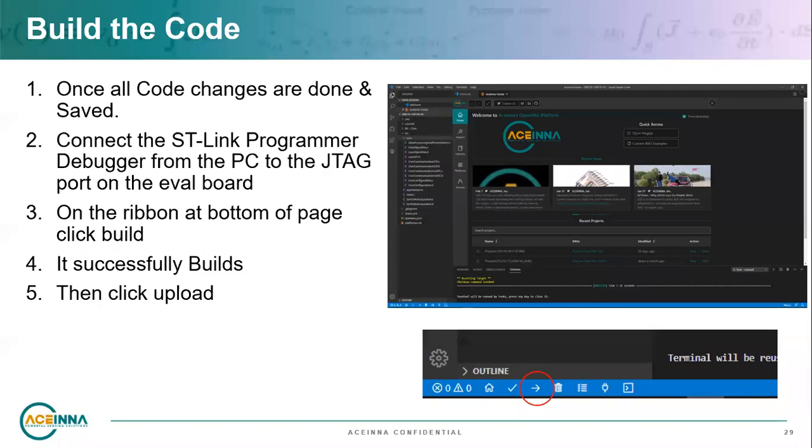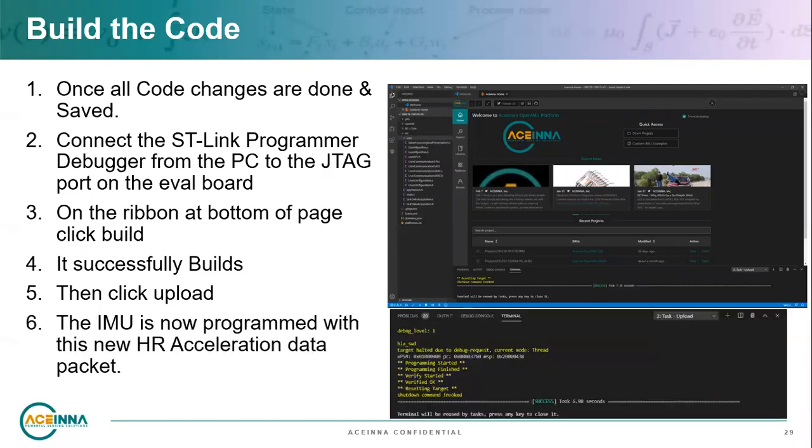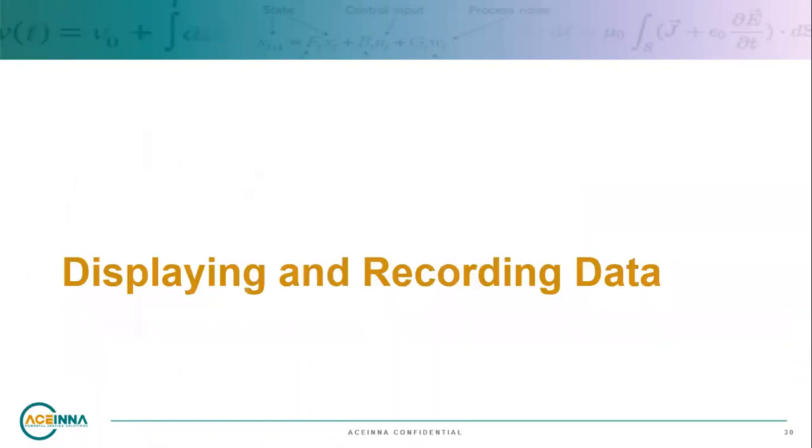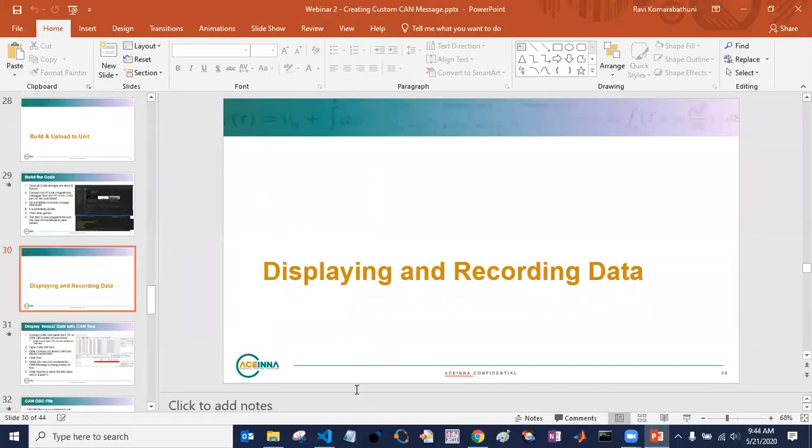Then you can upload the source code onto your unit. The IMU is now programmed with this new high resolution acceleration data packet. Building and uploading just takes a few seconds. As you can see, less than 6.8 seconds. So let me give you a quick demo at this point.